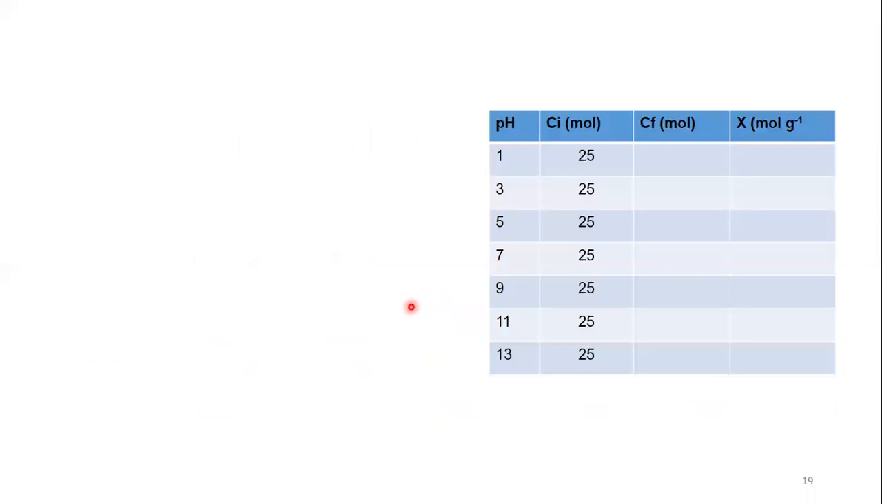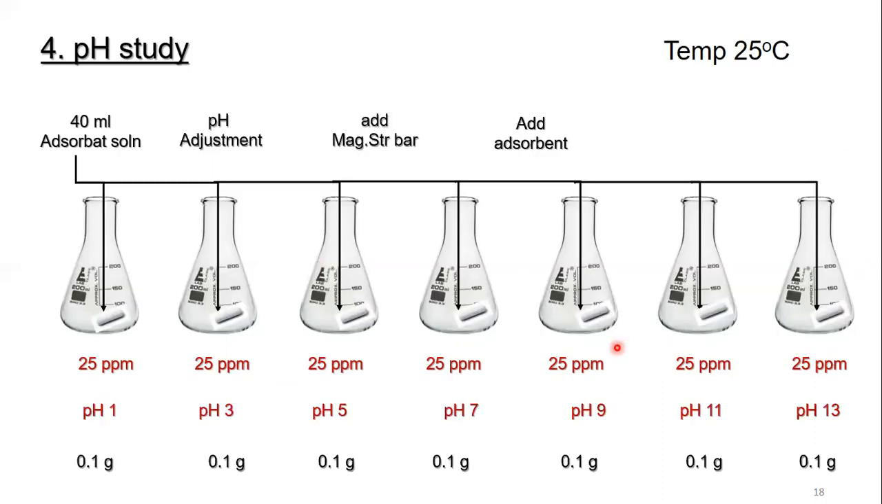So basically, now we know that the initial concentration is 25 in every flask. You can have a look again over here. That is 25 ppm in every flask. That's not the case that here is 5, here is 10, here is 100. No, it's 25 ppm in every flask.